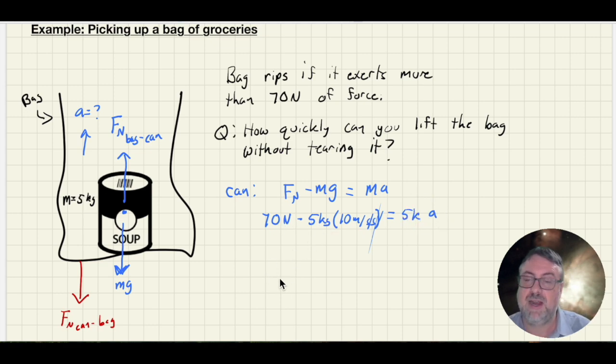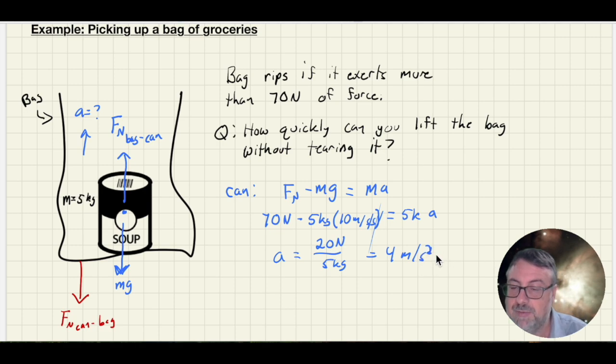So that's 70 minus 50, so the acceleration in this case is going to be equal to 20 newtons divided by 5 kilograms, which equals 4 meters per second squared upwards. So if you lifted such that the acceleration was greater than 4 meters per second squared, the normal force here would need to be larger than 70, and the bag would rip. And there you go. Here is one application of Newton's third law.